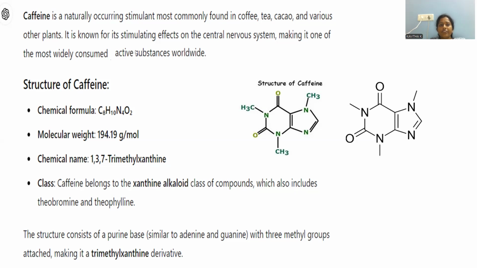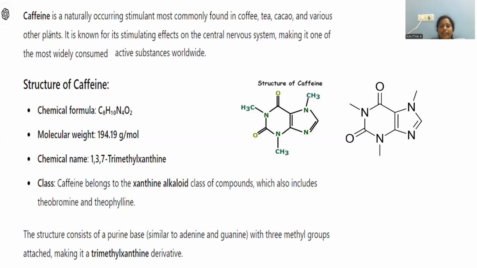So especially, caffeine used to stimulate, which is nothing but activating the central nervous system, right? The nervous system is categorized into two: central nervous system and peripheral nervous system. The central nervous system includes the brain and spinal cord. The peripheral nervous system is what extends from this system, right? So here the central nervous system is stimulated by this caffeine, making it one of the most widely consumed active substances worldwide.